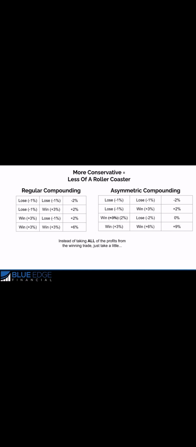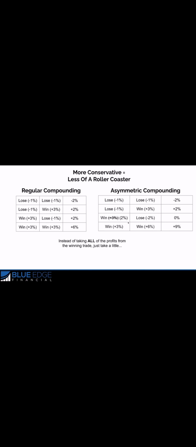And the way that you could be a little more conservative is instead of taking all of the profits from the winning trade, just take a little bit. So instead of taking, for example, the whole 3% on your winning trade and risking it on the next trade plus the 1%, so risking 4%, just take, for example, 1% from that 3% that you won. So, leave this 2% here. You made that 2%, only risk 1% plus the 1% you would risk, so risk 2%. And then if you do go win-lose, you're just going to break even.